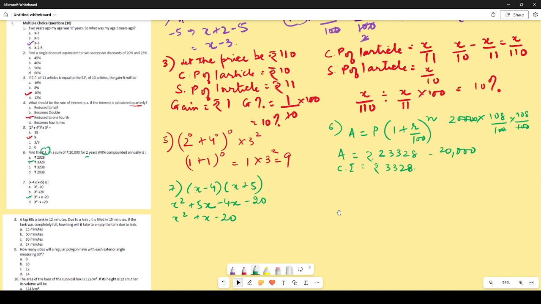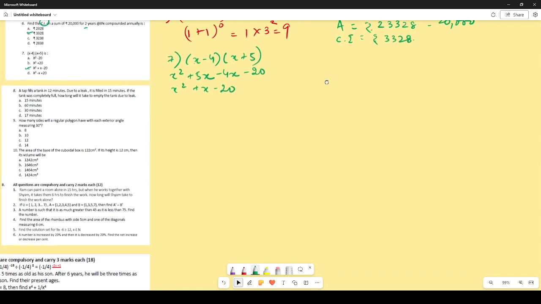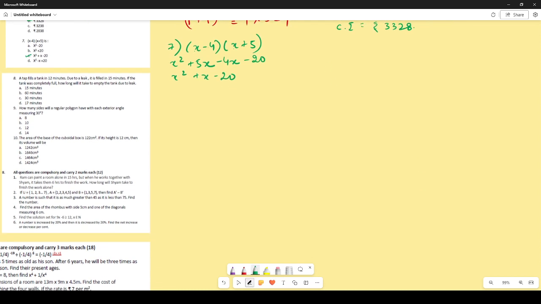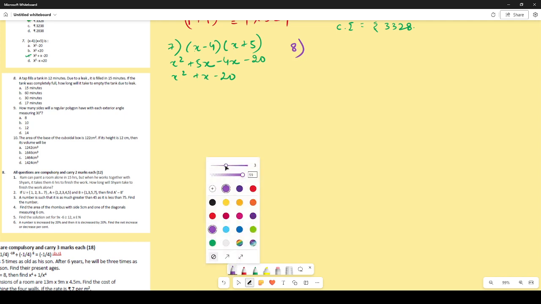Alright, now let us take up question number 8 in the MCQs. Question number 8. A tap fills a tank in 12 minutes. Due to leak, it is filled in 15 minutes. If the tank was completely full, how long will it take to empty the tank due to leak? Now, many of you wrote 15 minutes. It is saying that because of the leak, it is filling in 15 minutes. So, how long will it take for the tank to empty?